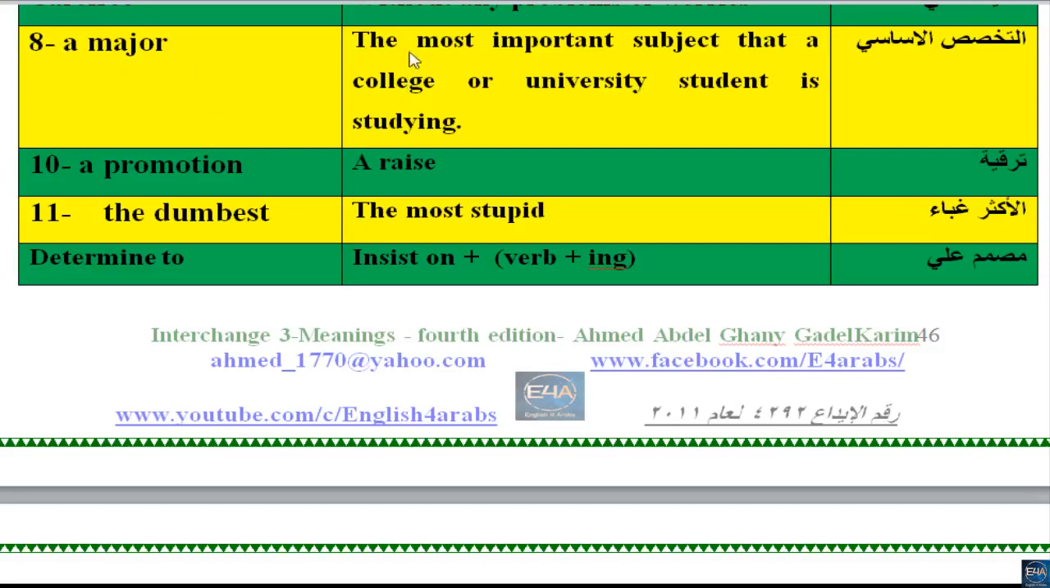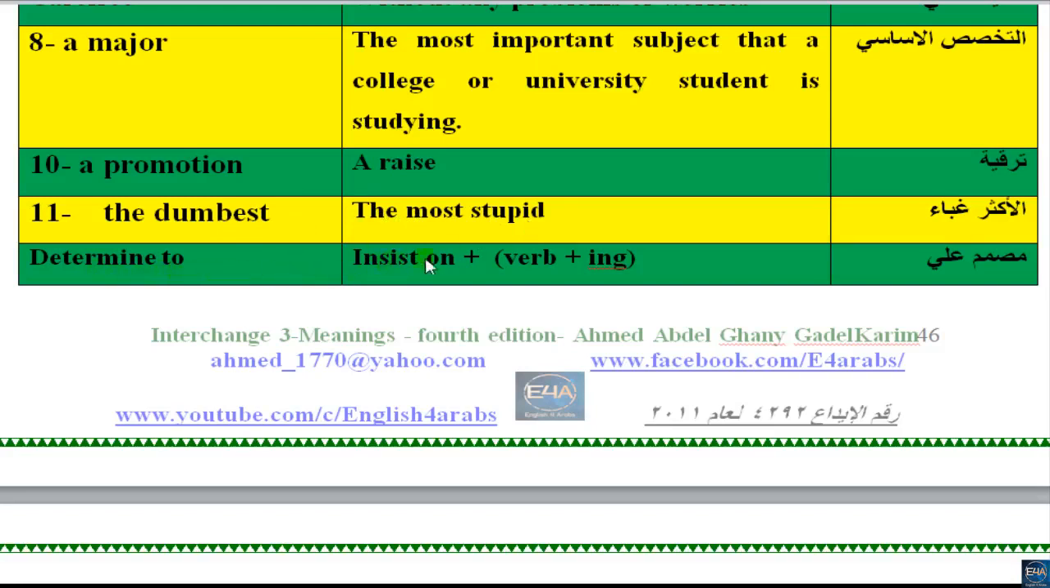The words. Exercise number 8. A major. The most important subject that a college or university student is studying. 10. A promotion. A raise. S-S-Z. A promotion. A raise. 11. The dumbest. B silent. The dumbest. The most stupid.